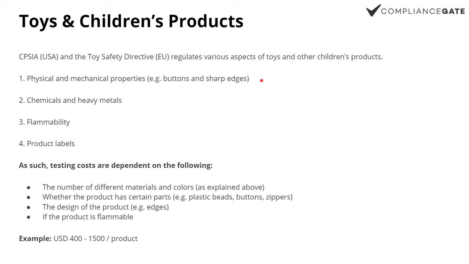Maybe some internal structure, for example, that could break off, and there's something that the child could be injured on. Flammability, is that a risk for your product? Do you need certain labels that need to be checked by the lab and so on? So there's more than one thing that has to be taken into consideration. Let's say that when it comes to toys and children's products, it's not just about the substances, but also the characteristics of the product that will factor into the cost.